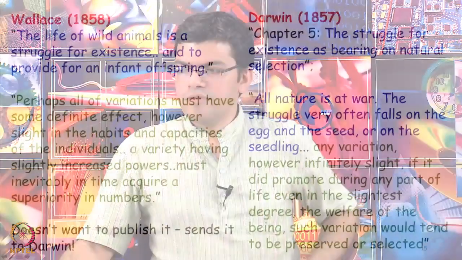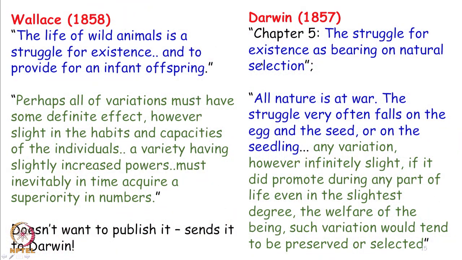And before we go ahead, it's perhaps best to compare these words of Wallace with something that Darwin had himself written. In chapter 5 of the draft of Origin of Species, Darwin writes, the struggle for existence as bearing on natural selection. All nature is at war. The struggle very often falls on the egg and the seed, or on the seedling, which is survival of the offspring, which is what Wallace is talking about here.